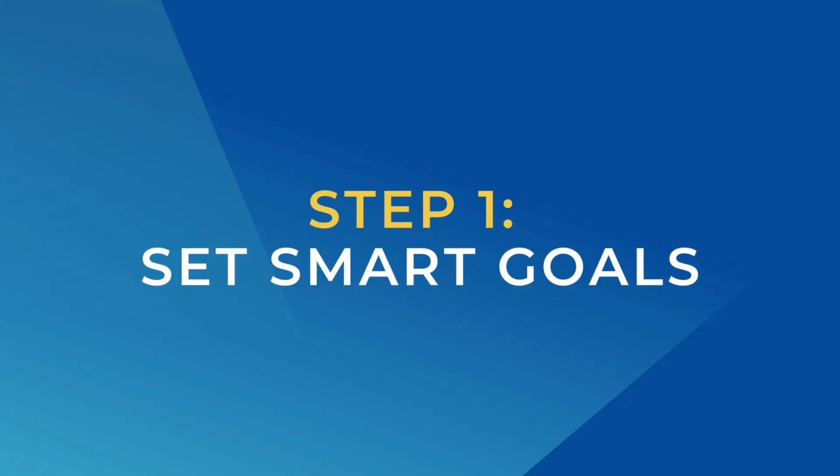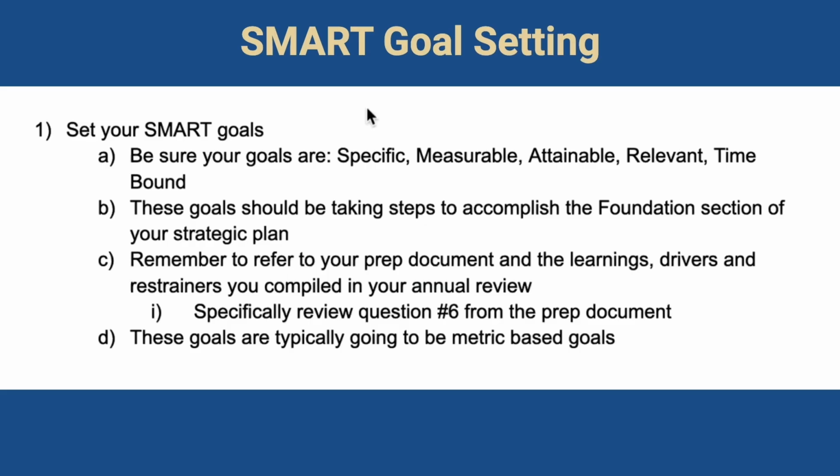The first step in this process is to set the goals for the year. And we're going to set SMART goals. And the acronym SMART, if you're not familiar with it, is S is for specific, M is for measurable, A is for attainable, R is for relevant, and T is for time bound.